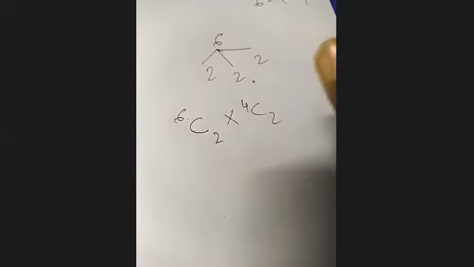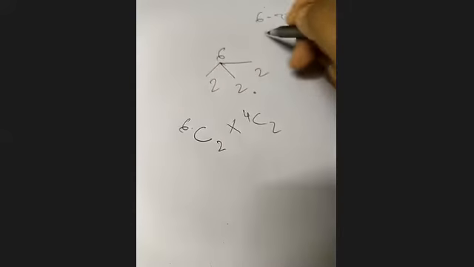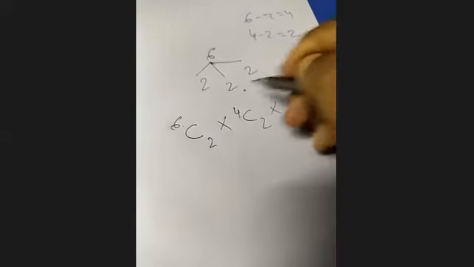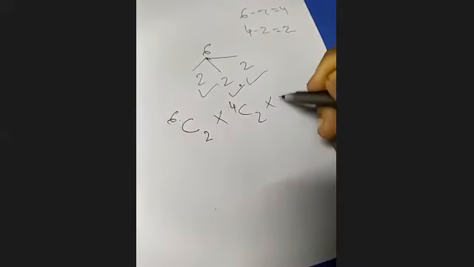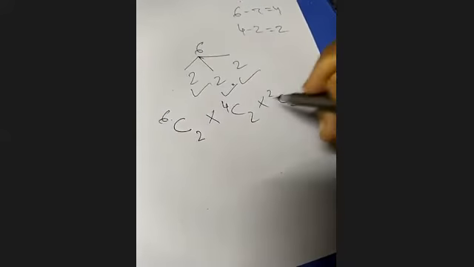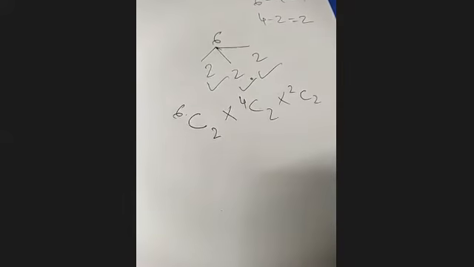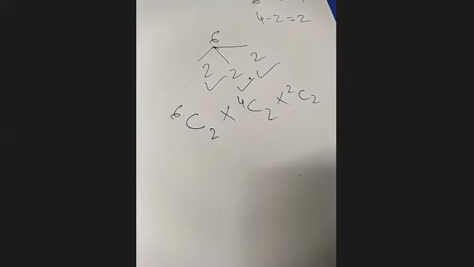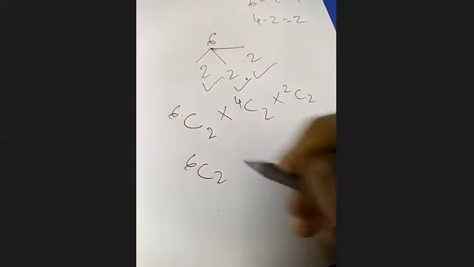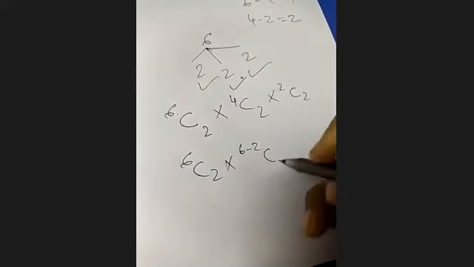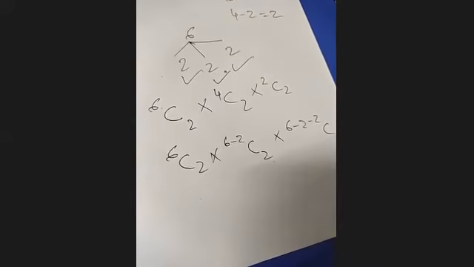Now remaining is 4 chocolates minus 2 chocolates, that is only 2 chocolates. And out of 2 chocolates, we are choosing 2 chocolates. So 2C2. Right? So this is the possible combination. Up to this step, is it clear? Yes. So basically what we did: 6C2 into (6 minus 2)C2 into (6 minus 2 minus 2)C2. So this is basically division among groups.